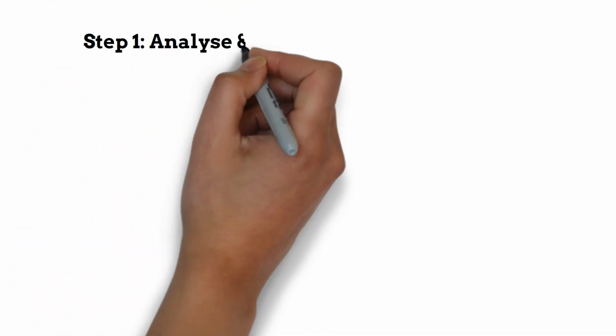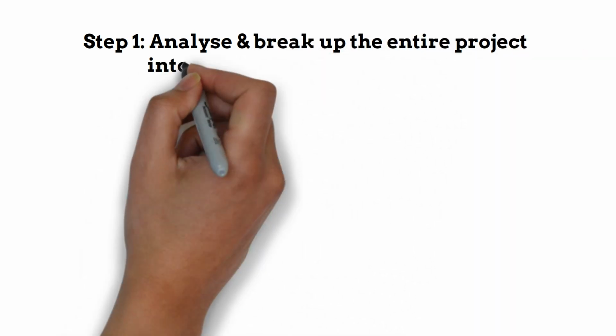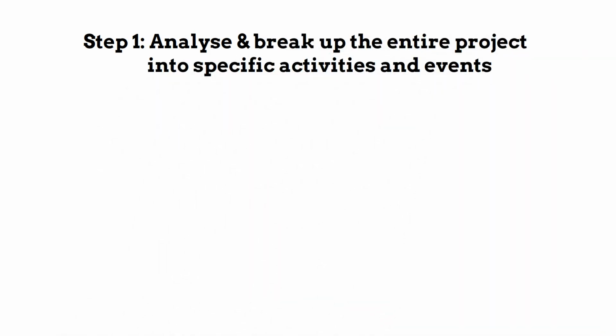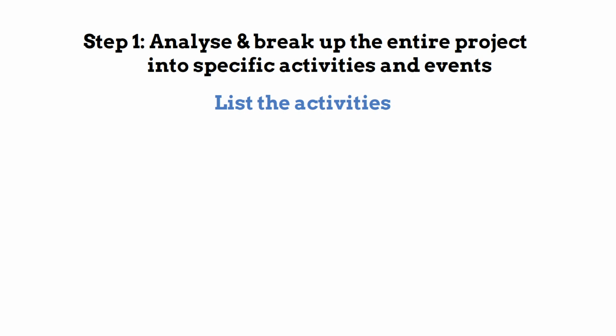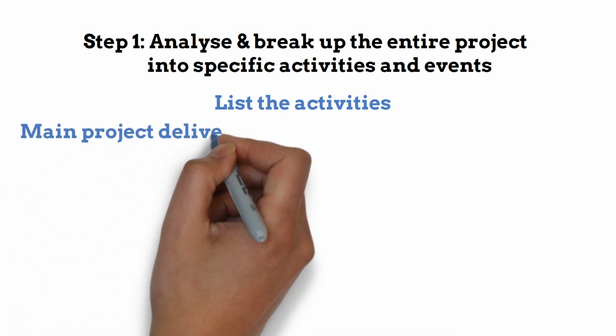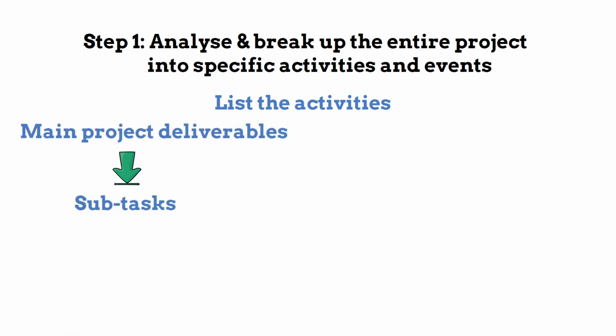Step 1. Analyze and break up the entire project into specific activities and events. Clearly define the project scope, objectives, and deliverables. As the project is a set of a large number of activities, we need to list those activities. A work breakdown structure breaks down projects into manageable sections. Start with the main project deliverables and break them down into subtasks.